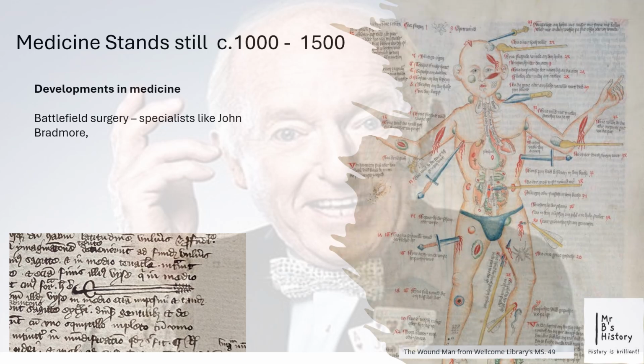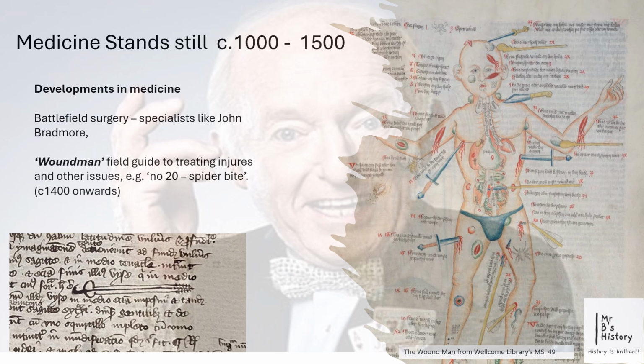The other main battlefield war development was the idea and development from the 1400s onwards of something called the wound man. It was a guidebook for barber surgeons and others on how to treat different wounds, knife wounds, increasingly bullet wounds, but also unusual things like spider bites.